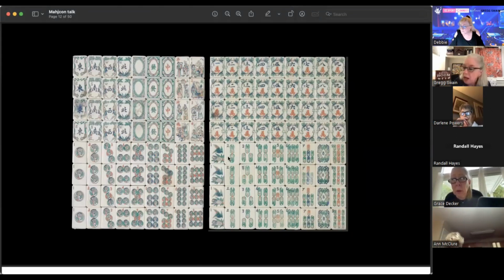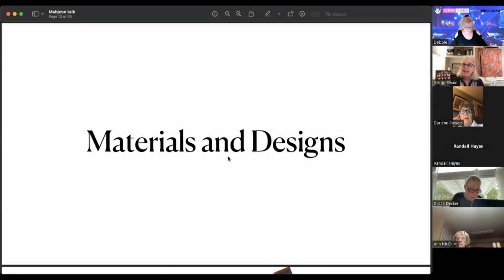And then this is a Buddha's hand. It's a special type of citrus fruit, and it symbolizes happiness and longevity. So that's just a quick tour of some of the symbolism that you'll see on tiles.